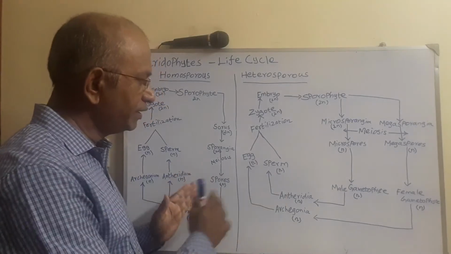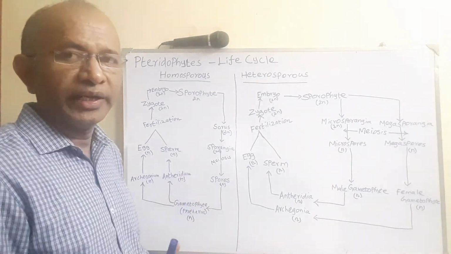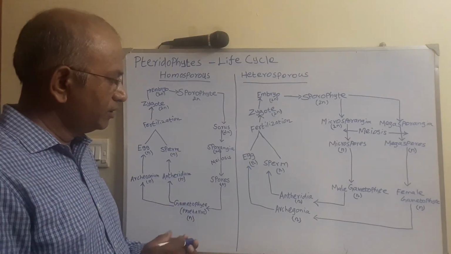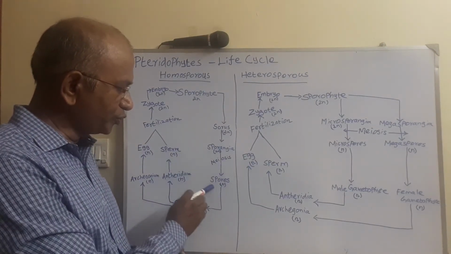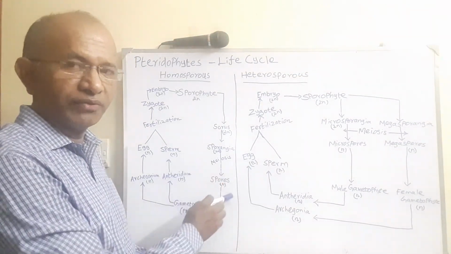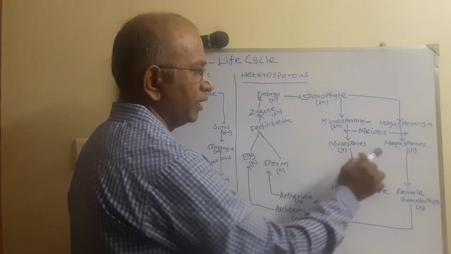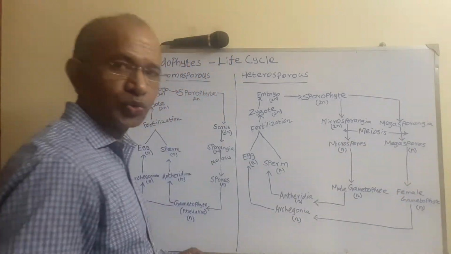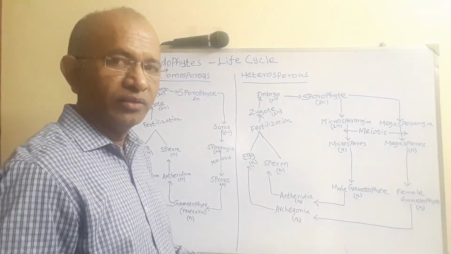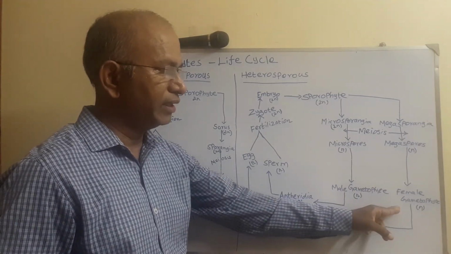So what is the difference mainly between these two types of life cycle? One is the homosporous, another one is the heterosporous. So in homosporous, we can see only spores. You have to understand very clearly here. But in the case of the heterosporous, we can see here microspores and megaspores. So the microspores produce the male gametophyte, the megaspore produces the female gametophyte.